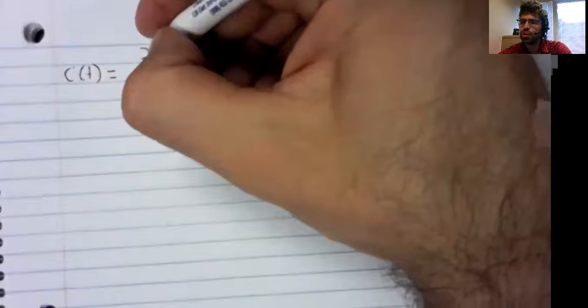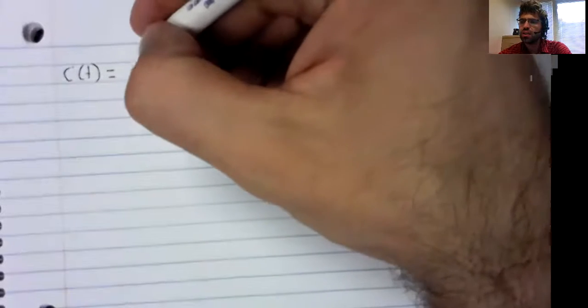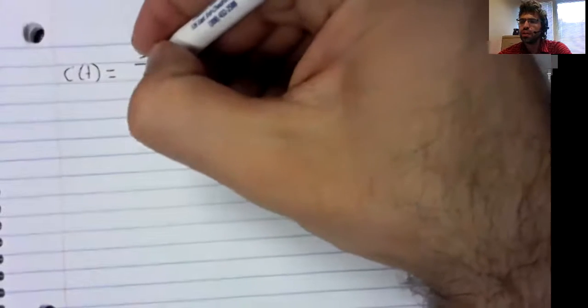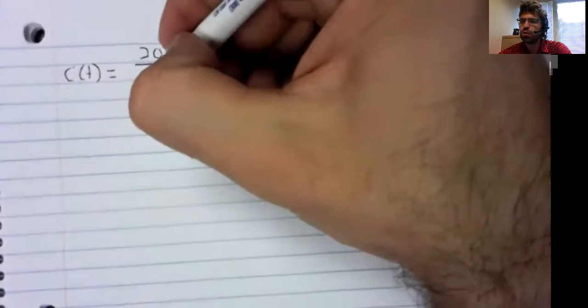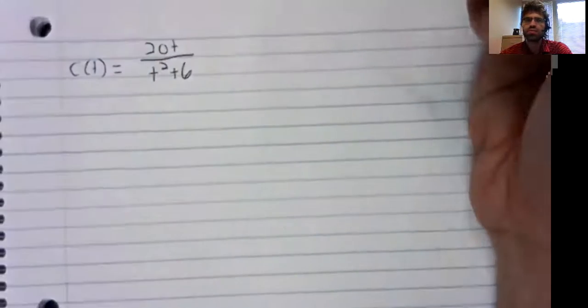In this video, we're going to talk about evaluating and working with functions. So maybe you have a function that looks like this: C of t equals 20t divided by t squared plus 6.